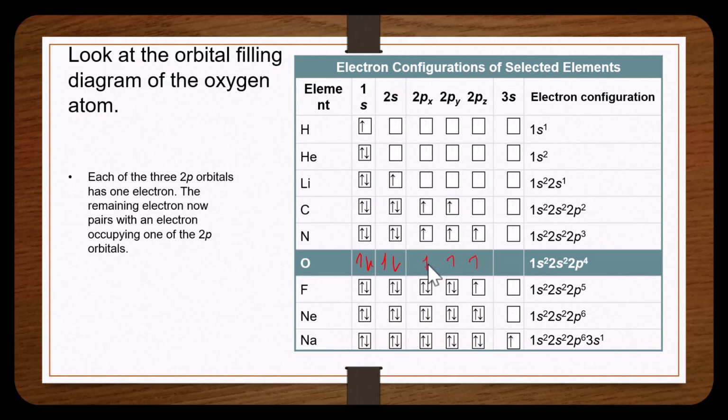So the 1s orbital is filled, the 2s orbital is filled. One electron goes in each orbital of the same energy, and oxygen has 8 electrons, so it would come back and pair up, occupying one of the 2p orbitals. So in the electron configuration, these are orbitals.